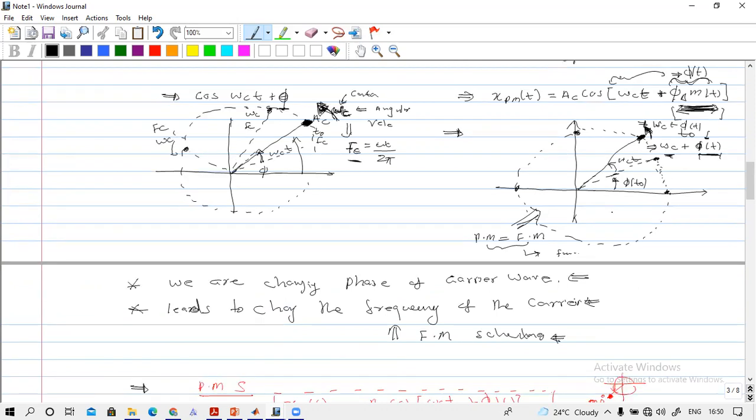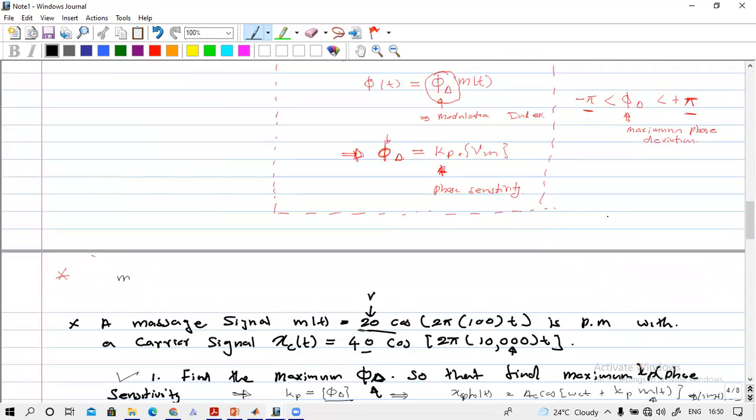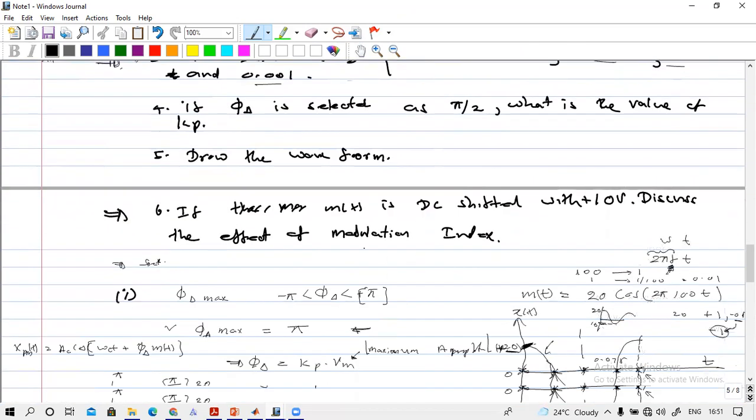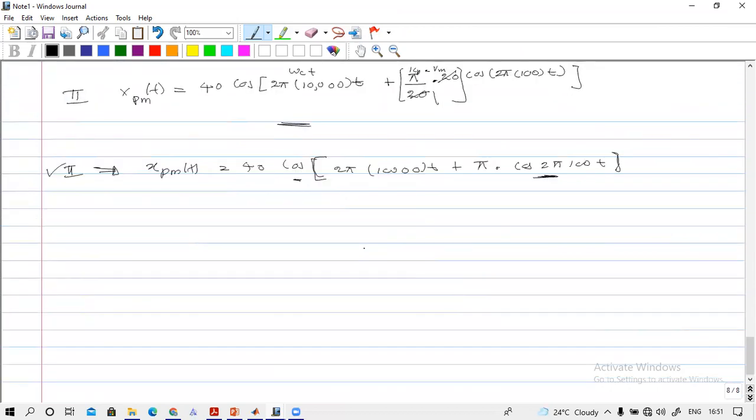So we will come to our question again. We are asked to find the instantaneous frequency at t equal to 0 and at this point. We are given 4 points: 1, 2, 3, 4. So we will see how we can do it. Number three.